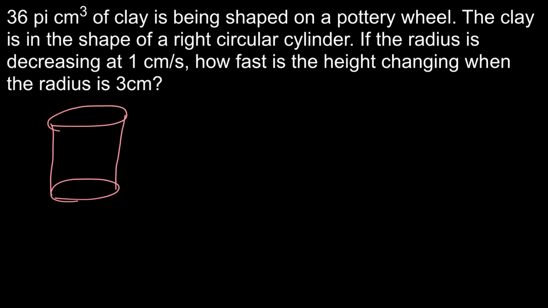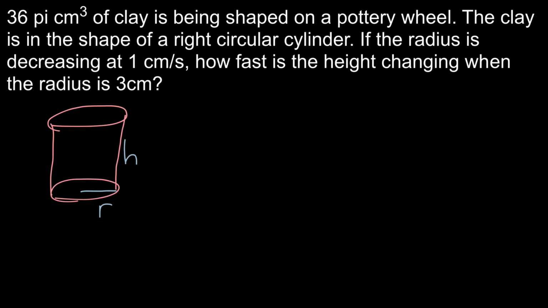Now, we don't know what the height or the radius are going to be, and so whenever we're dealing with a related rates problem, we want to leave any variables that could change as variables. We don't want to lock them in to a specific value. So the radius should be r, and the height should be h.